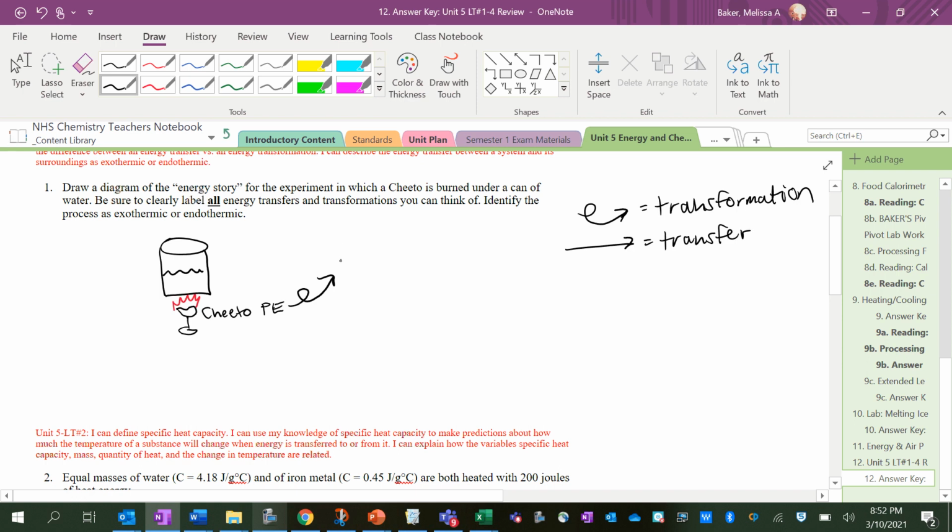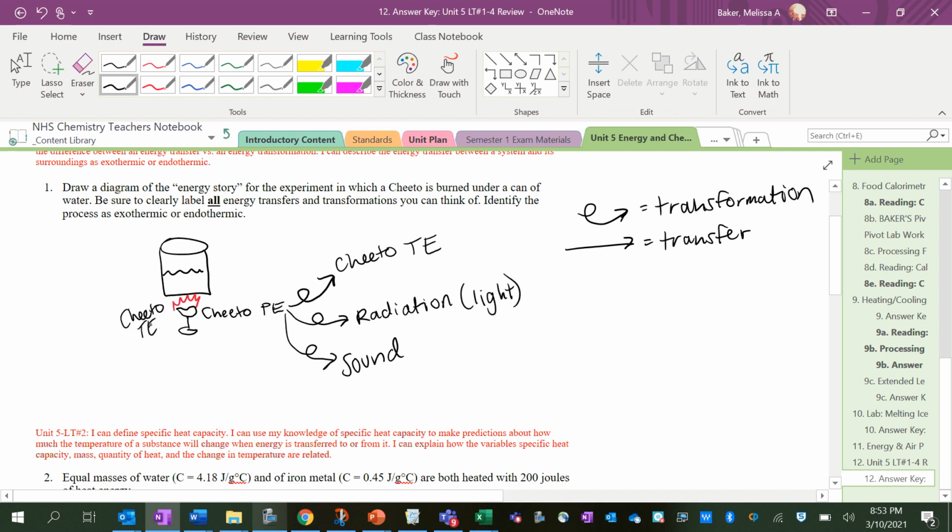So it's transformed into thermal energy. It's also, some of it is transformed into radiation. And some is also transformed into sound energy. Okay, and then we've got this Cheeto thermal energy, which transfers to the water. So it becomes thermal energy in the water.